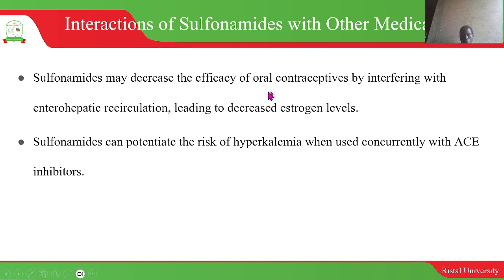They may also decrease the efficacy of oral contraceptives by interfering with the enterohepatic circulation, leading to decreased estrogen levels. So once given together, it minimizes the action of this contraceptive, and otherwise it can cause failures. You might conceive unknowingly simply because this drug has countered the action of the contraceptive that you intended to prevent pregnancy. Sulfonamides can potentiate the risk of hyperkalemia when used concurrently with angiotensin-converting enzyme inhibitors.